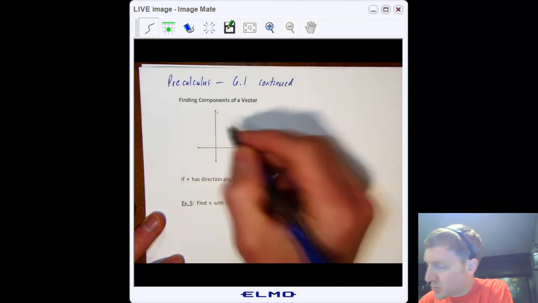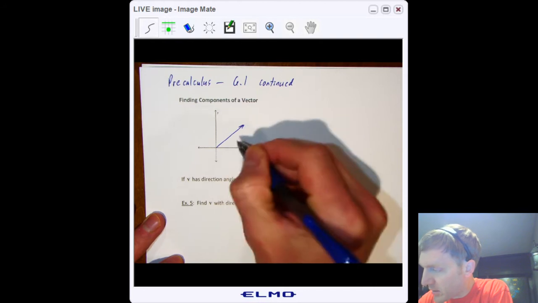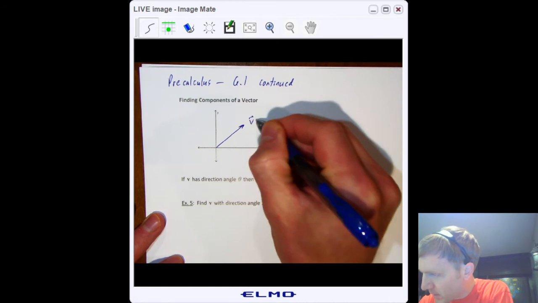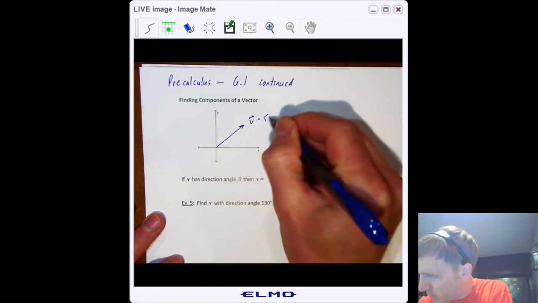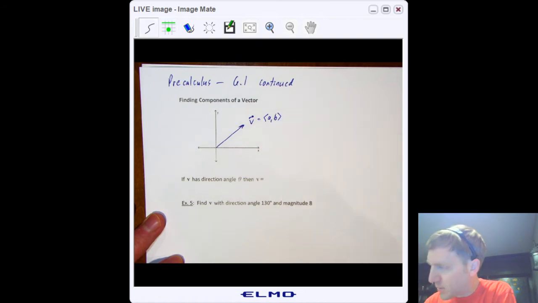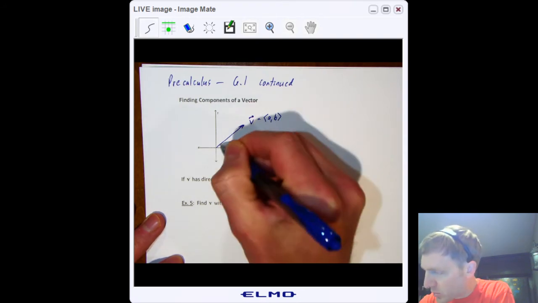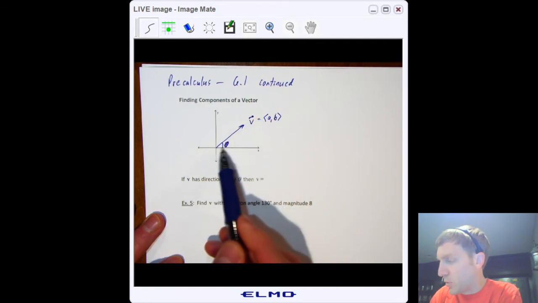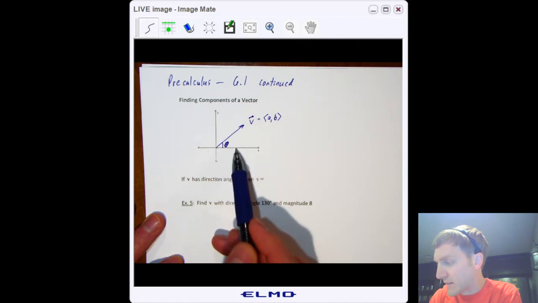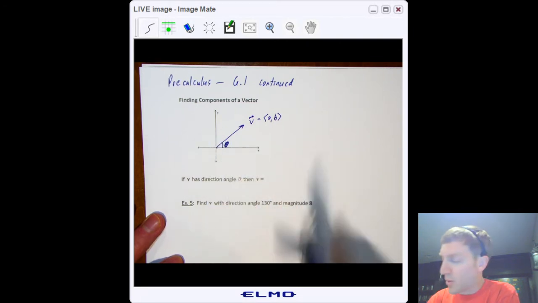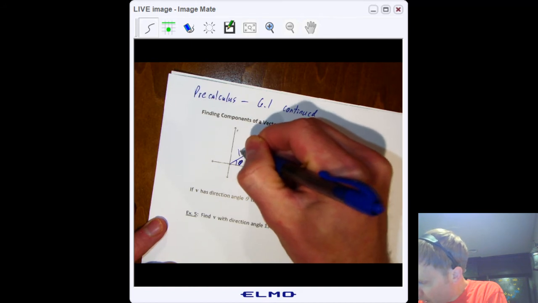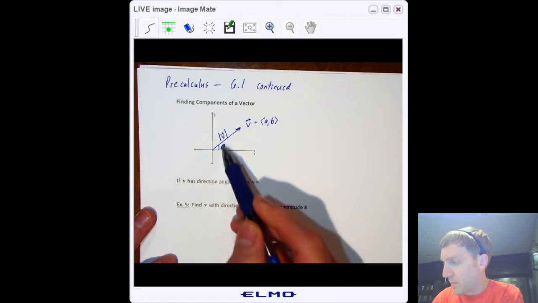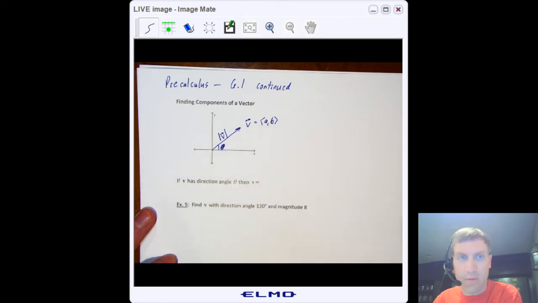So let's draw a vector here in quadrant 1. It doesn't have to be in quadrant 1, but let's call that our vector v. Okay, and we want to find the component form. We want to find the a and the b. Let's say that we know two things. We know the angle theta, and we're always going to measure our angles just like we do on our unit circle, starting from the positive x-axis and rotating counterclockwise. So we know theta, and we know the magnitude of v, which is the length of that arrow. So you are given a vector, you know the magnitude and the direction angle. You want to find the component form, a and b.